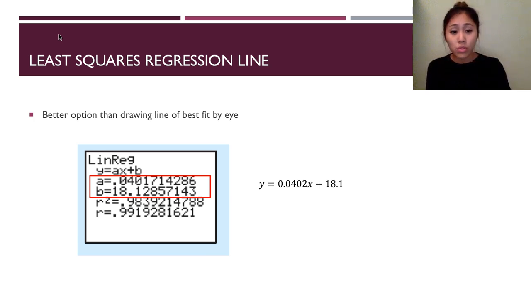Again, they'll give you a data set with x and y, independent and dependent variables, and you need to go through this process to find it.